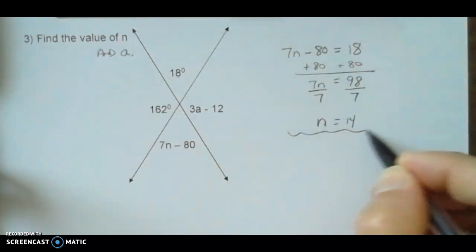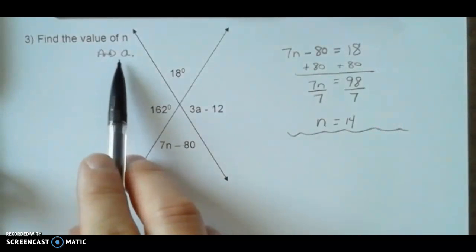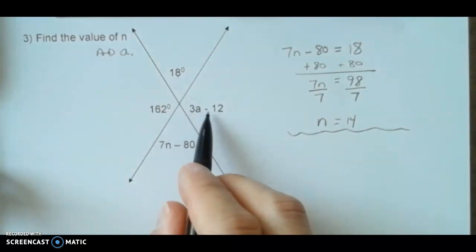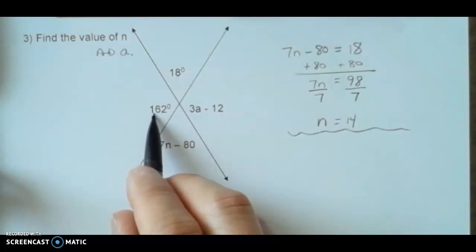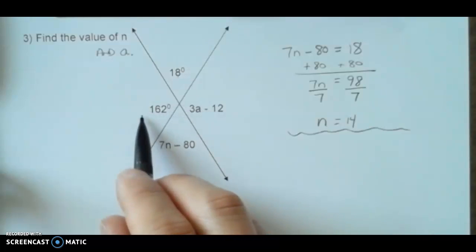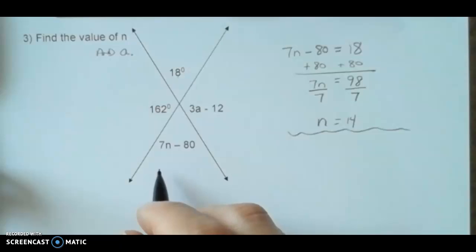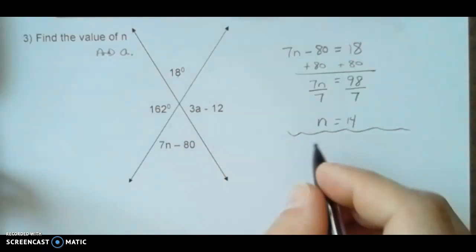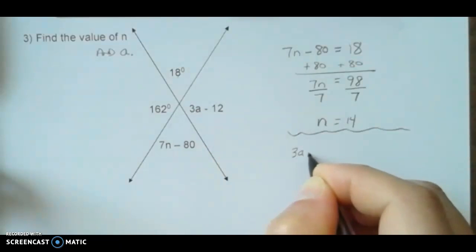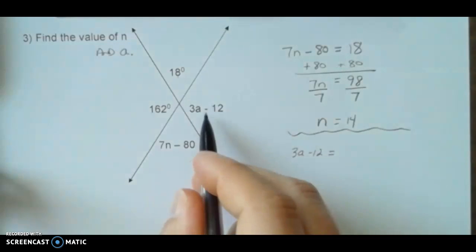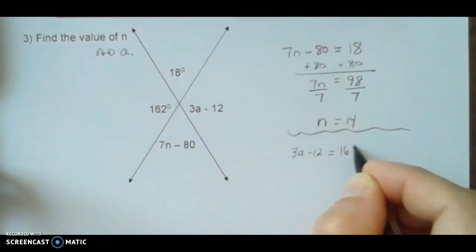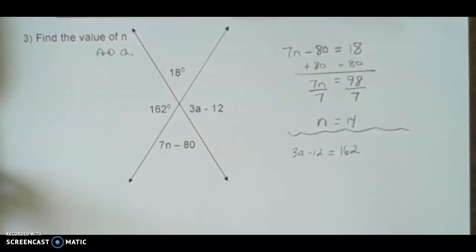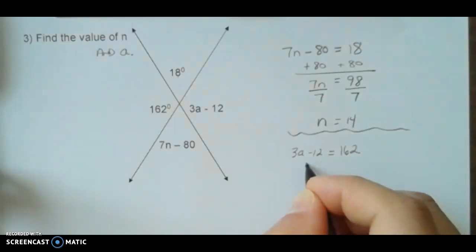We're going to take a similar approach now to get the value of a. 3a minus 12 is vertical to the 162-degree angle, so I know that these two angles are equal, or congruent, to each other. So let's take our angle 3a minus 12 and set it equal to the 162-degree angle. This is the equation that will let us get the value of a. We'll get 3a alone by first adding 12 to each side.